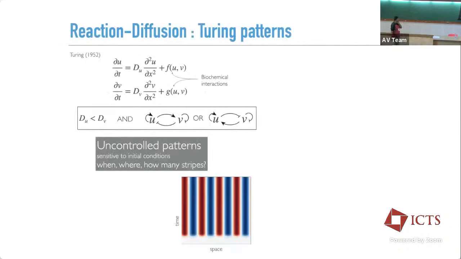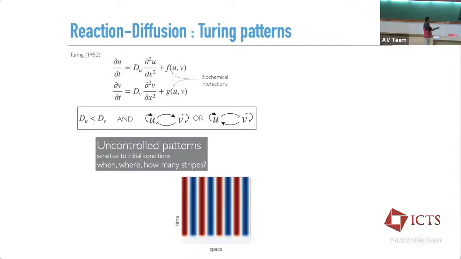There's a trouble there. And this is probably the reason why Turing patterns were not liked by biologists for a very long time. These are uncontrolled because they occur due to an instability. So they're very sensitive to initial conditions: how many stripes will come up, where will they come up? These are all things which are a bit dicey.